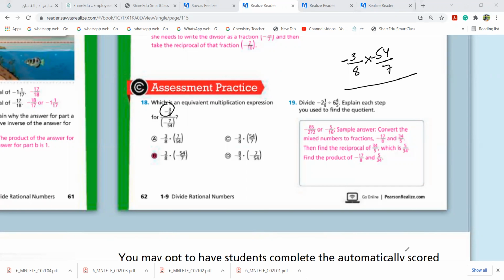I will check. Once again, see. This will flip. 7/54 becomes 54/7. You need to flip it. You know that. Let's see, this means -3/8 divided by -7/54. See this question. So you know how to flip it. No, the first one, you will keep it the same. The second one, you will flip it. Okay, girls?